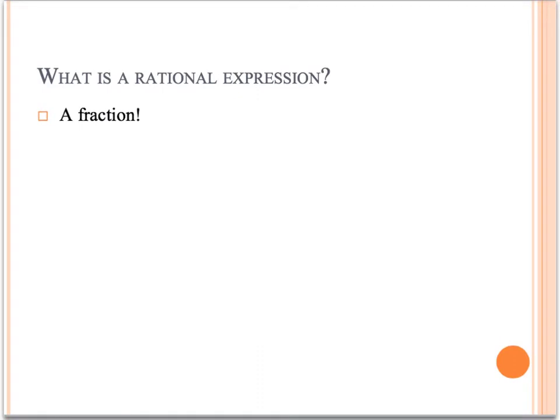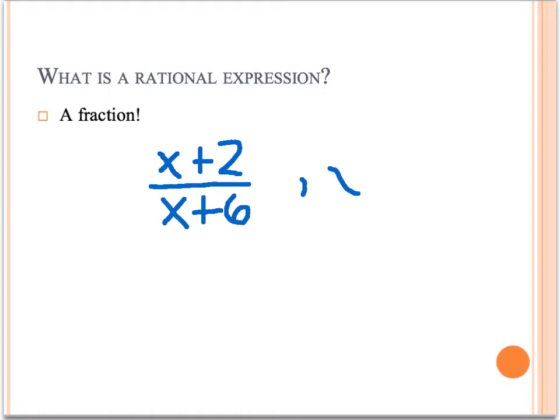What is a rational expression? It's really just a fraction, one in which the denominator is not 0, of course, because we cannot divide by 0. So for example, we might have x plus 2 over x plus 6. That's a rational expression as long as x cannot equal 6, because if it did, we would have a denominator of 0.